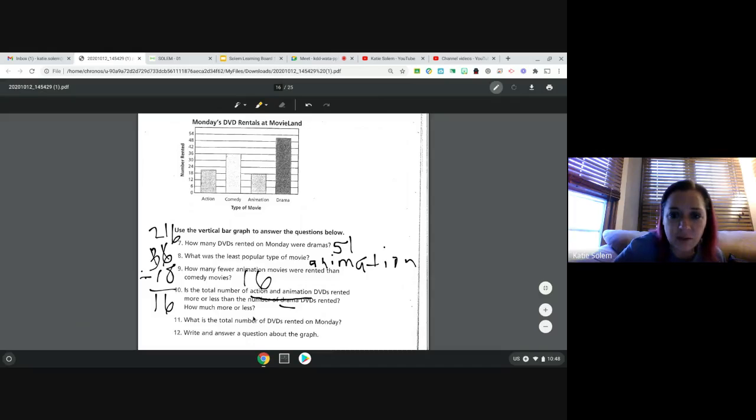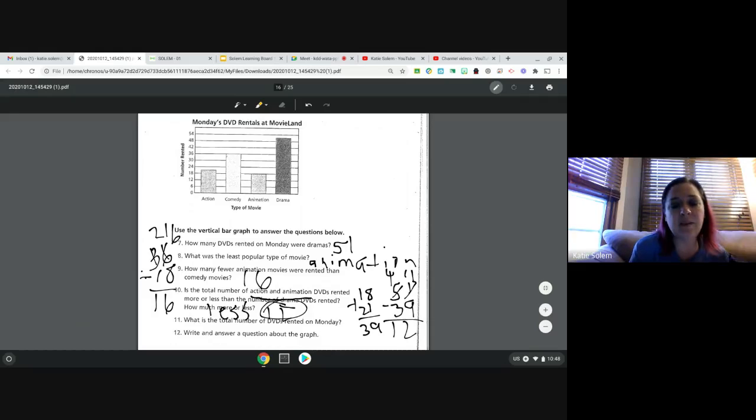So the first thing we have to do is we have to add up 18 plus 21 will get us to 39. Now, is 39 more or less than drama, which had 51? It's less, but that's not the end of the question. It wants to know how much less. So now I have to do 51 minus 39 equals 12.